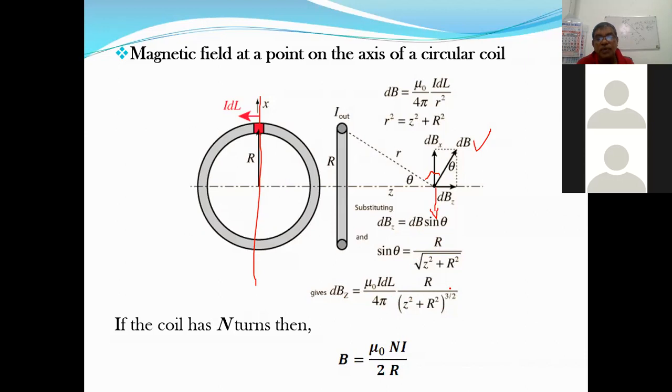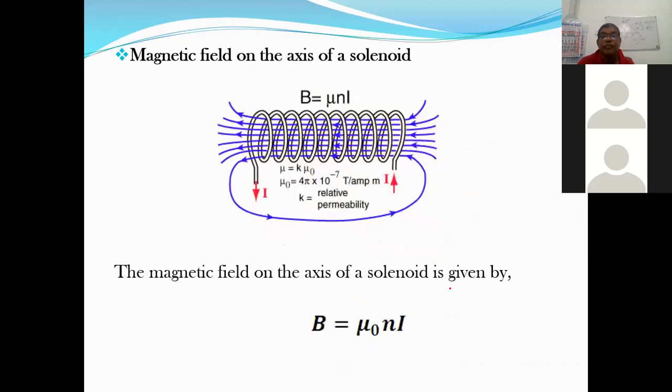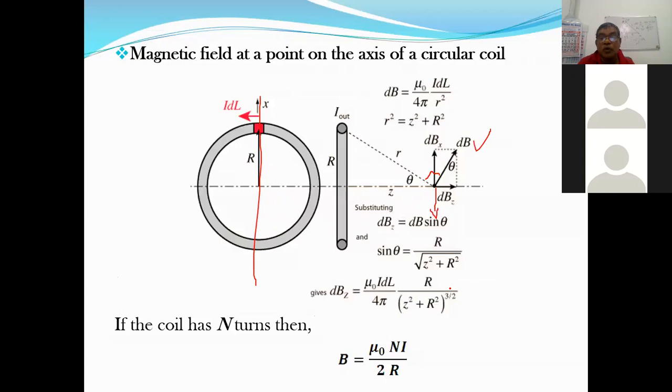Now what we have to do, we have to integrate this. We have to integrate dl from 0 to 2 pi r, right? But if we want to know about the center, we should introduce z as 0, because that is at the center. So at the center means we can substitute z as 0.